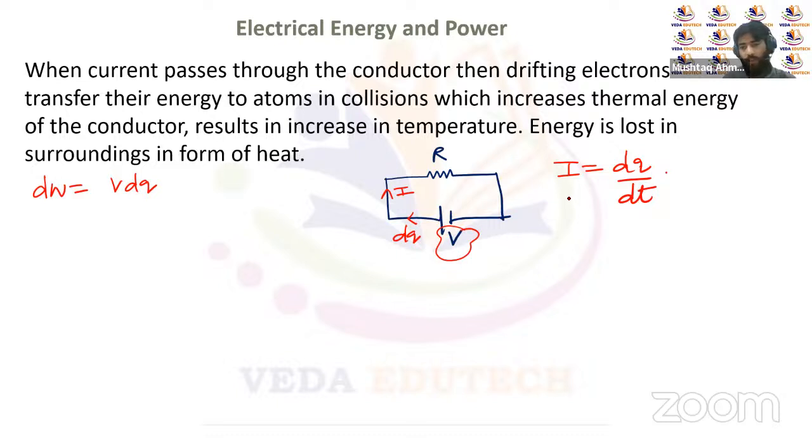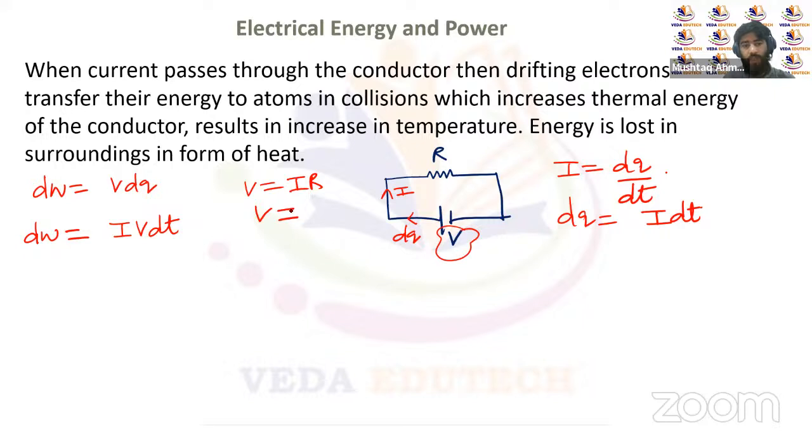So we can replace dq with I dt. Our work done will then be I V dt. We know V is equal to IR, so we can replace this V by I into R. So the work done dW will be equal to I square R dt.